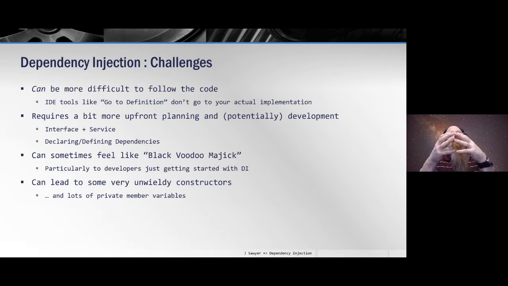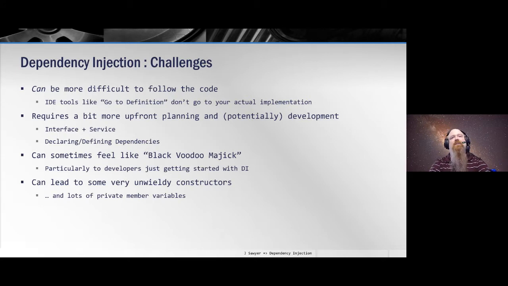Now, with that said, there are some challenges with dependency injection that you really need to be aware of. Number one, it can be more difficult to follow the code. This is a real challenge if you use IDE tools like Go to Definition, because they won't go to the actual implementation. They will go instead to the definition of the interface. So that's not actually very helpful sometimes. Also, it does require a bit more upfront planning and potentially a bit more upfront development, because you're defining a service, you're defining an interface, and you're declaring and defining those dependencies.